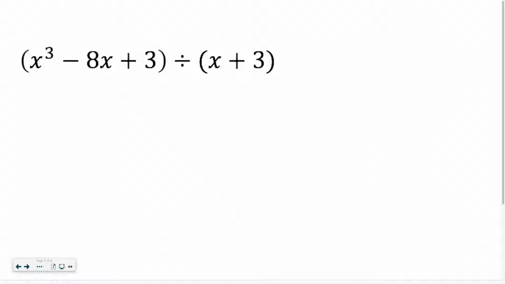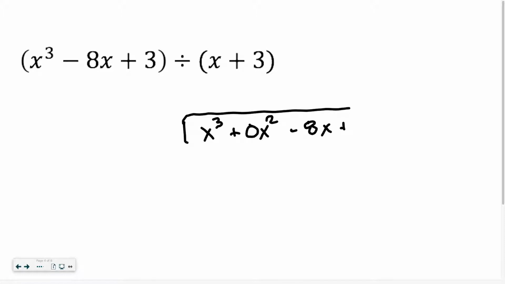So when I copy in my dividend, the thing I'm dividing, I'm going to start with x cubed, that's my highest exponent. Since there is no x squared, I have 0 of them. And then I have minus 8x plus 3. That way I have every single term going down. Okay, let's divide by x plus 3.